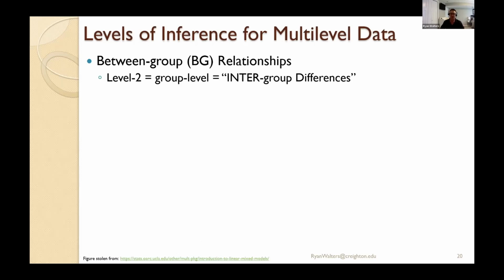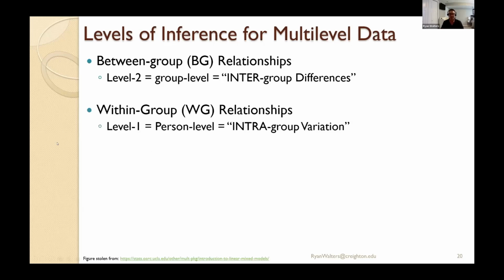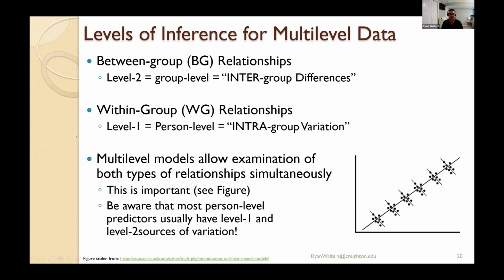In a two-level model, which is what we're talking about here, there are two levels of inference. We have between group relationships. Anytime I say between, I'm talking about level 2, the group level. These are also called intergroup differences. There's also within group. Anytime you hear within, we're talking about level 1. In this case, it's person level for a clustered design, at least in this example we're using. That's that intra, within group kind of variation. They allow examination of both of these relationships simultaneously, and this is important.